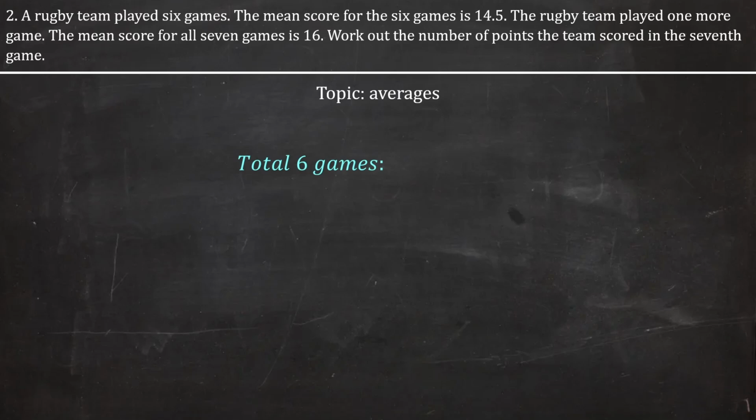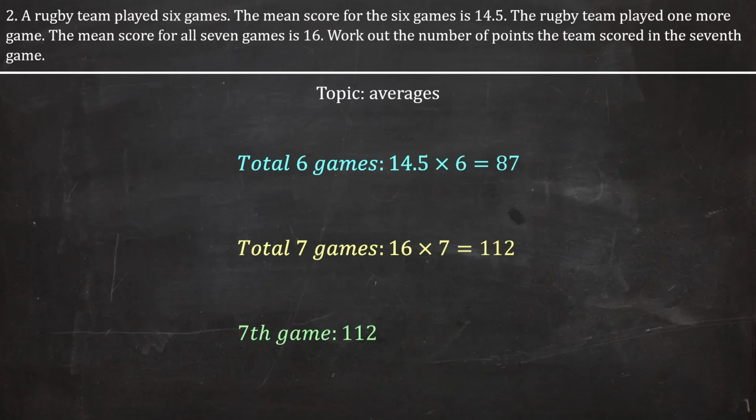First we need to find the total for the 6 games. The total is going to be the mean times the number of games, which is 87. Then we find the total for the 7 games, including the extra one, which will be 16 times 7, which is 112. If the total for 7 is 112, the total for 6 is 87, that means that the amount of points for the last game has to be 112 minus 87, which is 25.